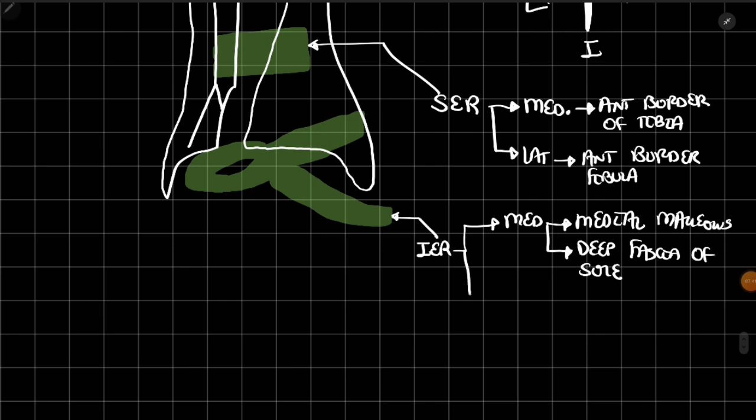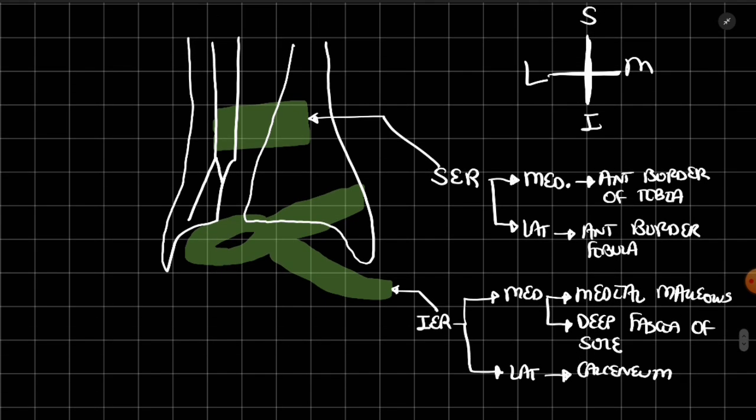Now the lateral insertion of the inferior extensor retinaculum, basically the stem of the Y, is the calcaneum. So laterally the calcaneum is attached, and therefore it encloses the tendon. It does not attach to the fibula; it goes backwards and attaches to the calcaneum. I can't show the calcaneum here because it would make the diagram very complicated. So this is the basic attachment of the retinaculum.